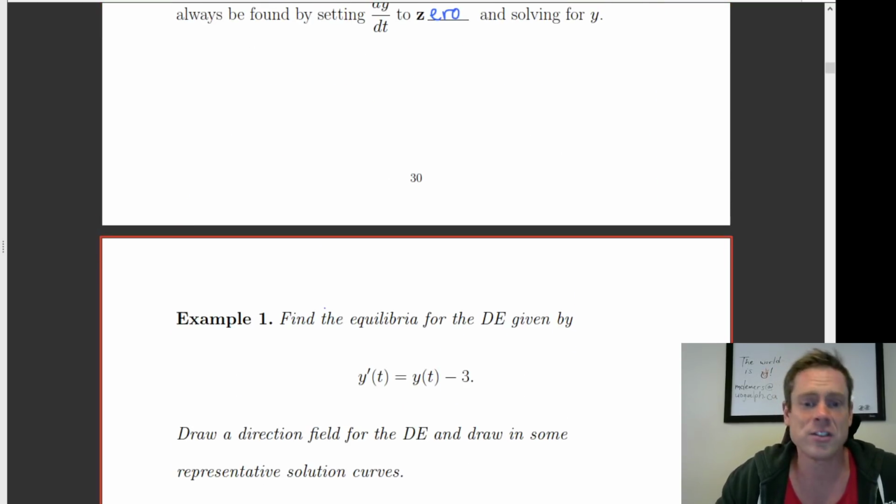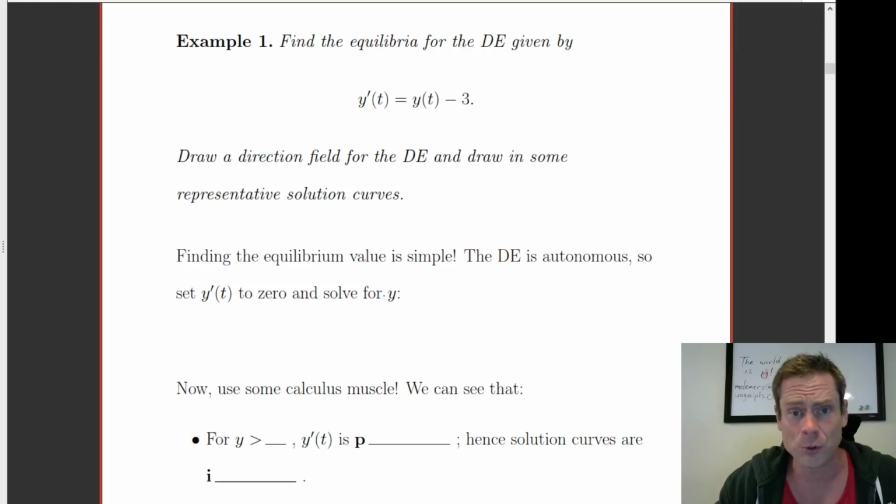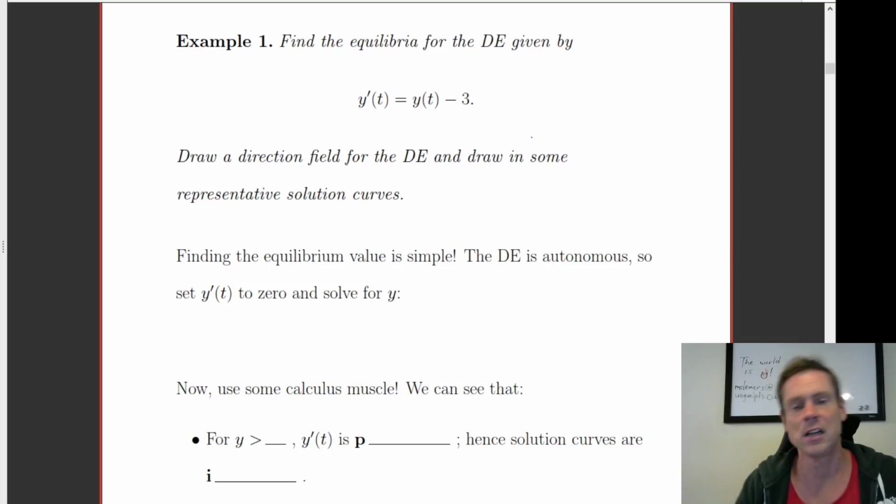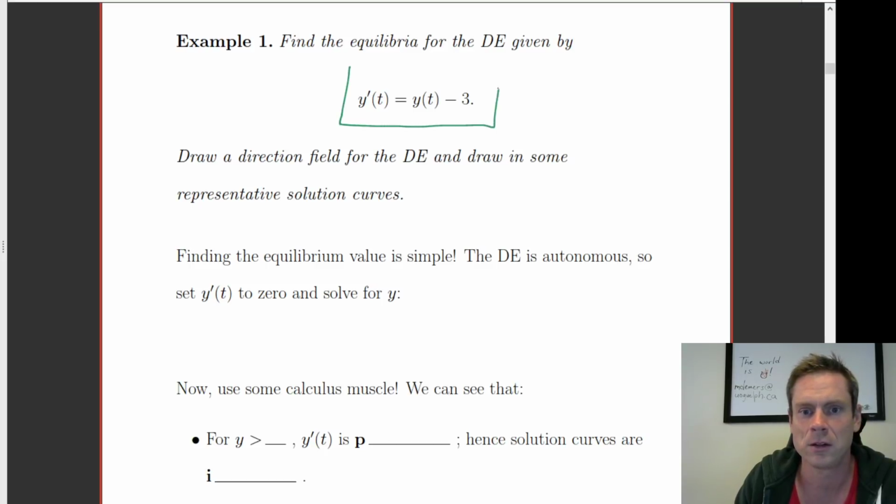Okay, we're going to jump right into the first example. We have 2, and then I'm going to stop this video. But these will take a little bit of time to get through, and I want to be a bit careful. So we have a pretty simple differential equation. It looks like a linear differential equation, autonomous, so that we can use these tools that we talked about. And it looks like it's dy by dt equals y minus 3, or y prime of t equals y of t minus 3.